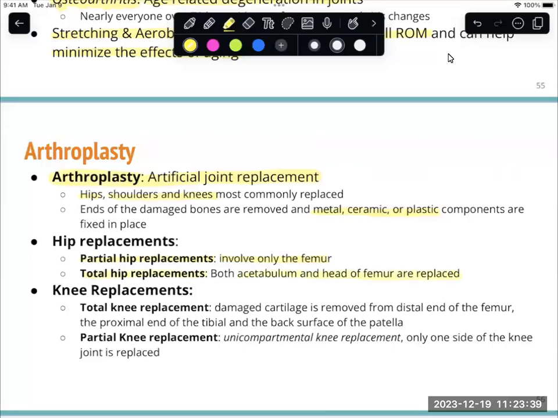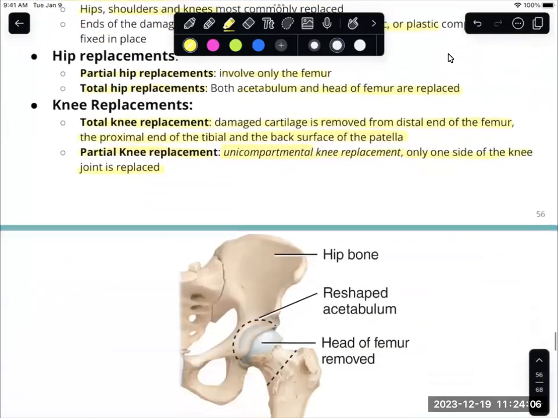In the knee, a total is when we have damaged cartilage that's removed from the femur, proximal end of the tibia, and the back of the patella. Partial means unicompartmental knee replacement. So only one side of the knee is replaced.